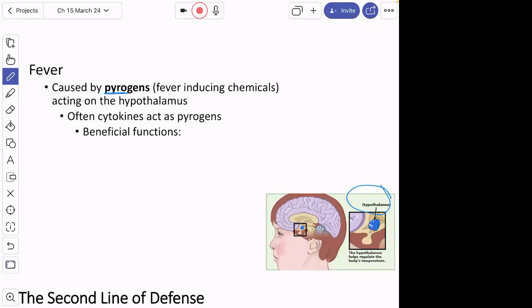Oftentimes, there are cytokines that our immune cells would produce to cause our body temperature to increase a little bit. And that is typically done in a fairly controlled way. Sometimes a pathogen itself can secrete chemicals that act as pyrogens, and then it can be done in a very out of control kind of way.